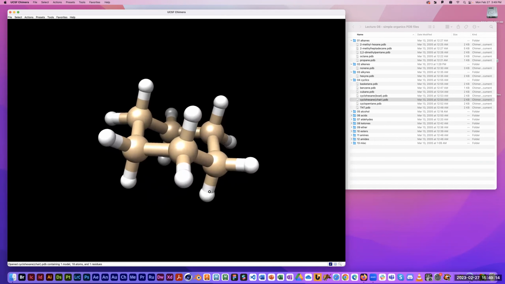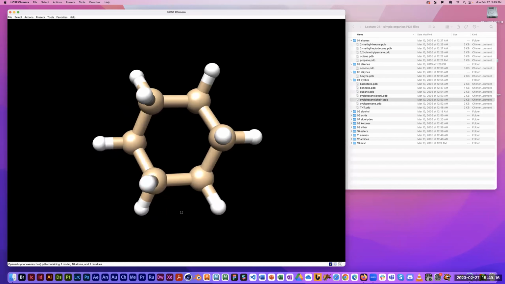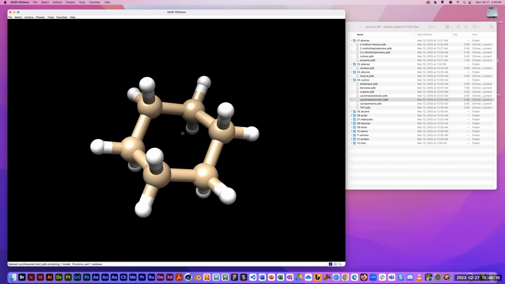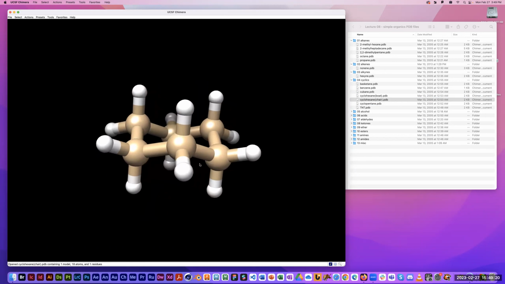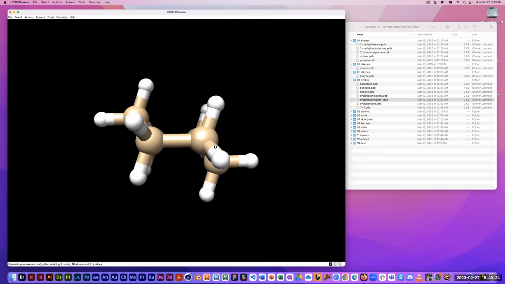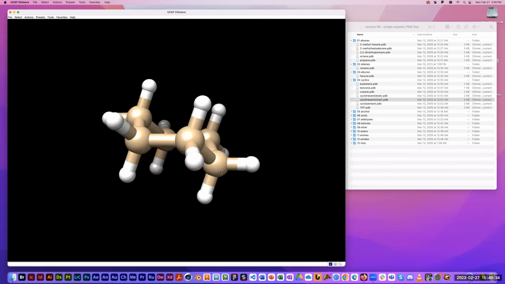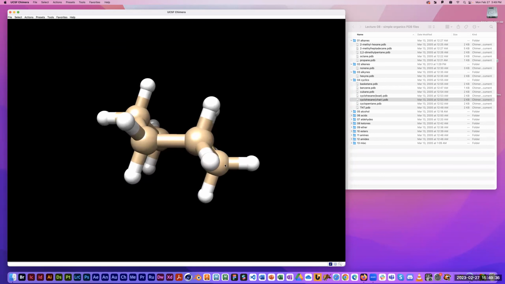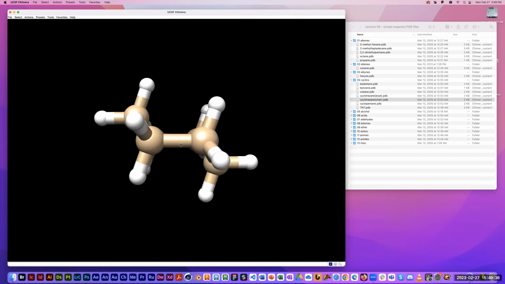If I orient this, so you look at it this way, it just looks like a hexagon. But if I look at it from the side and get 4 of these lying in the same plane, notice there's one carbon on the far left that's tilted up relative to the 4 in the middle, and another carbon on the right that's tilted down relative to the other 4 in the middle. This is called the chair configuration of cyclohexane.